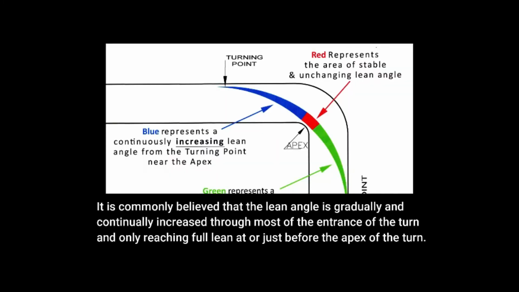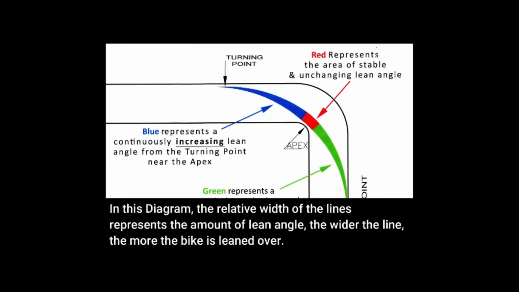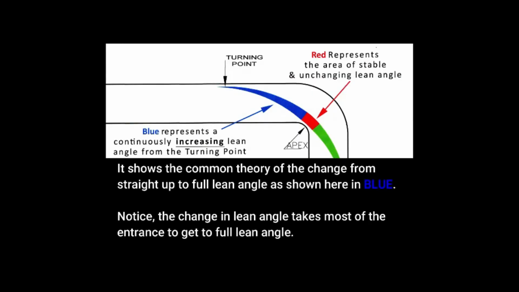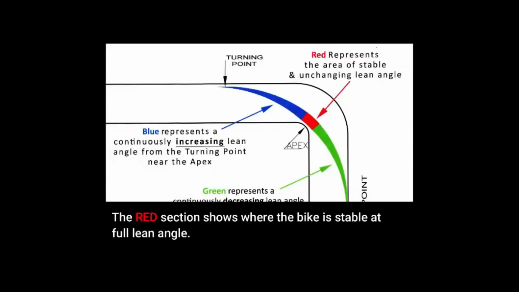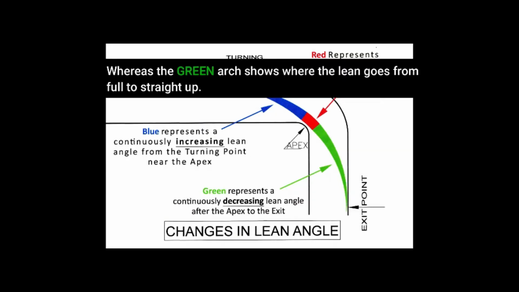In this diagram, notice that the relative width of the lines represents the amount of lean angle. The wider the line, the more the bike is leaned over. The blue arc shows the change in lean angle from straight up to fully leaned over. The red section shows where the bike is at stable, full lean angle, whereas the green arc shows where the bike goes from full lean back to straight.